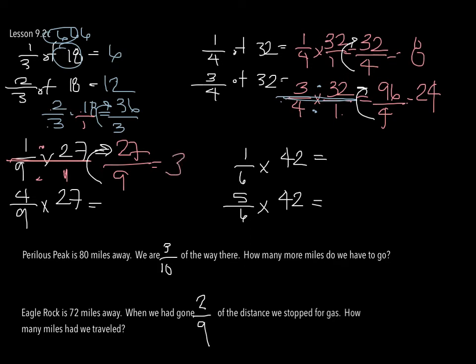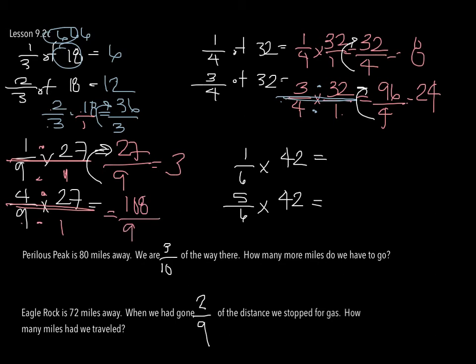Now, this problem is a little bit more complex because we have larger numbers. We're going to take 4 times 27 and 9 times 1. 4 times 27. Well, 4 times 25 is going to give me 100, and then I have 2 extra. 2 extra times 4 is going to give me 8. So 100 plus 8 is going to give me 108. 1 times 9 is 9.